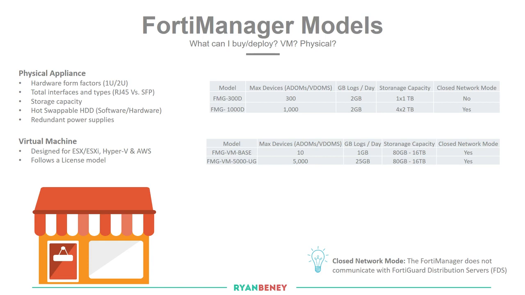The VM differs. It's not so much about the appliance and what it can offer physically, but more the licensing and what the licensing unlocks to the platform. It's designed for ESXi, Hyper-V, AWS, and it follows that license model. The basic license for the trial is 10 VDOMs with 1 gig of logs per day, and then you've got the FortiManager VM 5000, 25 gig of logs a day, 5000 VDOMs.